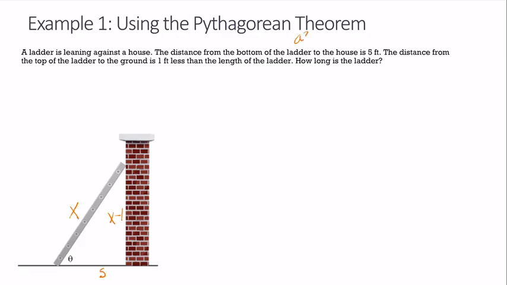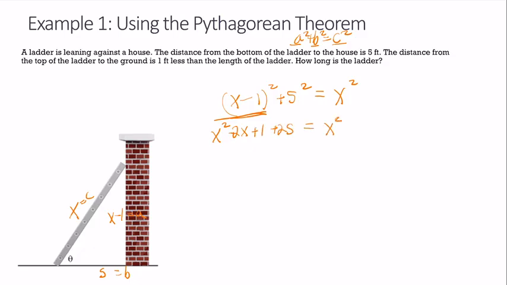So I said this was x minus 1, and this is 5. And I know that a squared plus b squared equals c squared. So I'm going to have x minus 1 squared plus 5 squared. We'll let this be a and this be b, equals x squared, or c squared. We are substituting in our values into the Pythagorean theorem. x minus 1 squared, I'm going to FOIL this, gives me x squared minus 2x plus 1 plus 25 equals x squared.